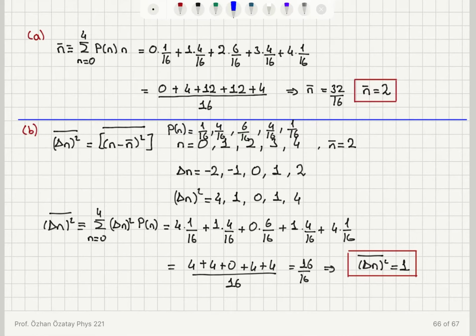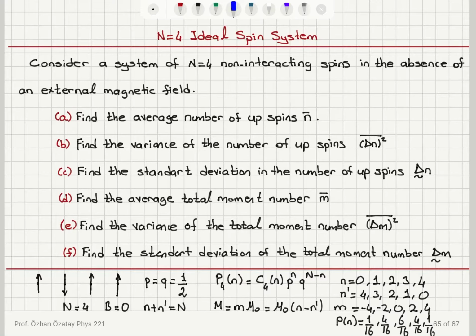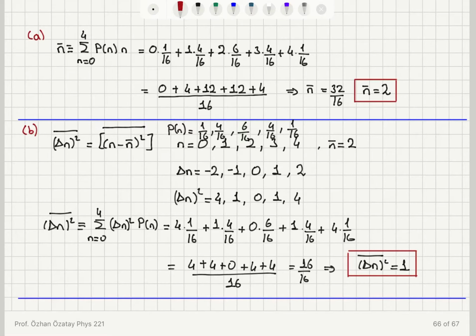Okay, so let's look at part C. Find the standard deviation in the number of upspins. This is quite simple once you know the variance. Standard deviation, we show it with delta tilde n, is the square root of the variance, or we also call it root mean square. So it's going to be equal to the square root of 1. Therefore, the standard deviation is 1.